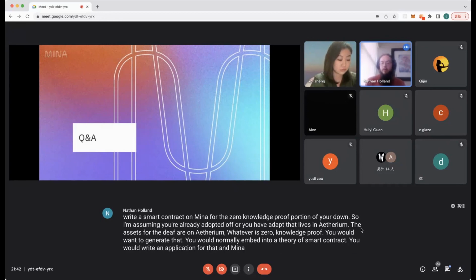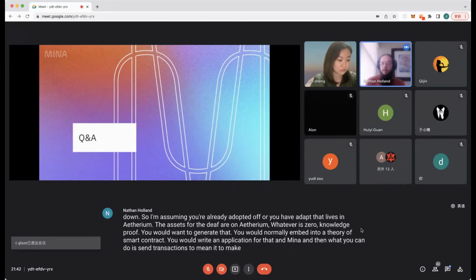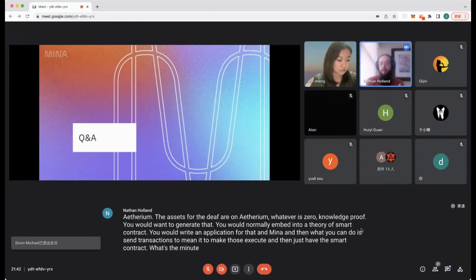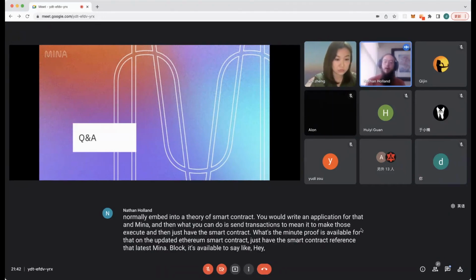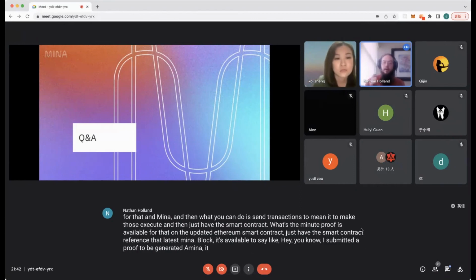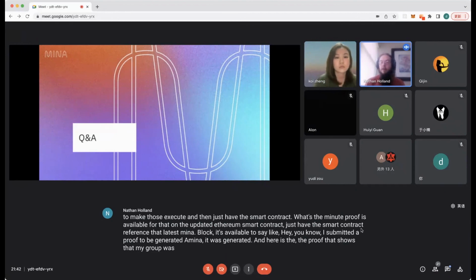And then what you can do is send transactions to Mina to make those execute, and then, once the Mina proof is available for that, have the updated Ethereum smart contract reference that latest Mina block to say, hey, I submitted a proof to be generated to Mina, it was generated, and here is the proof that shows that my proof was valid. And then the smart contract can continue execution.